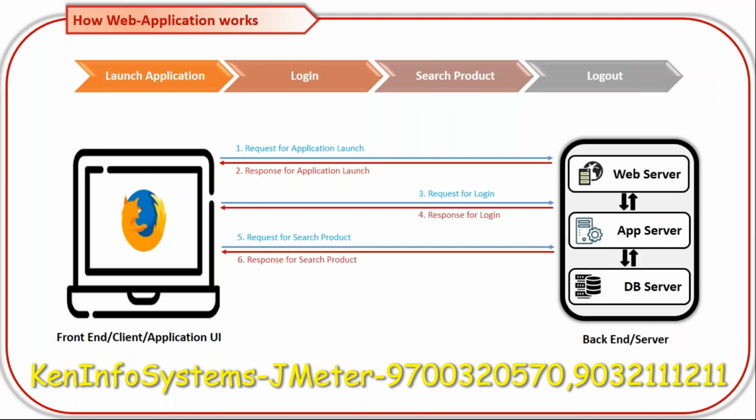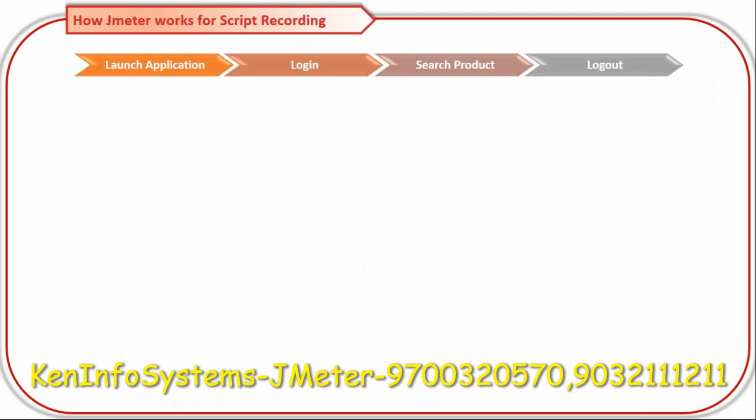Then I will review all the ratings and the prices, and finally I will click on logout. Again the request is sent from browser to server, and the response is sent back from server to browser. This is how a normal web application works. This simple use case we are performing manually. With the help of automation tools like JMeter, I want to automate the same use case.